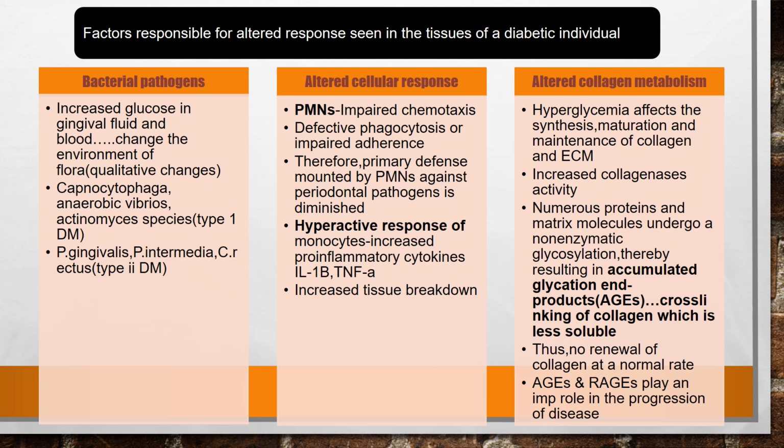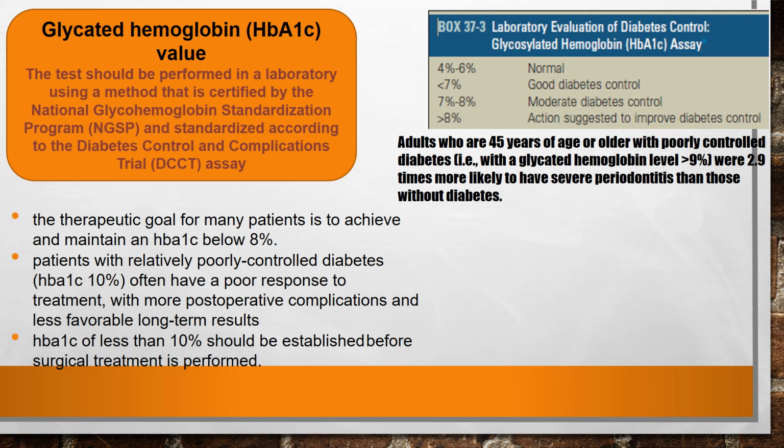The accumulated glycation end products lead to cross-linking of collagen. This cross-linked collagen will be less soluble and unrepairable, so there will be no renewal of collagen at a normal rate. Both these AGEs and the receptor for AGEs play an important role in the progression of disease. So these are the factors responsible for the altered response to bacterial pathogens, the altered cellular response, and altered collagen metabolism.